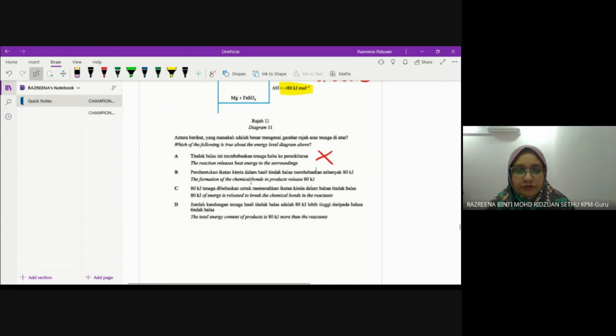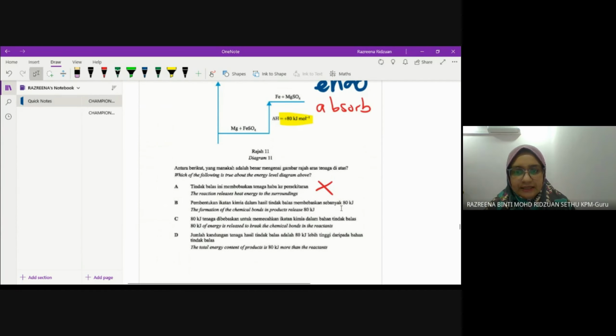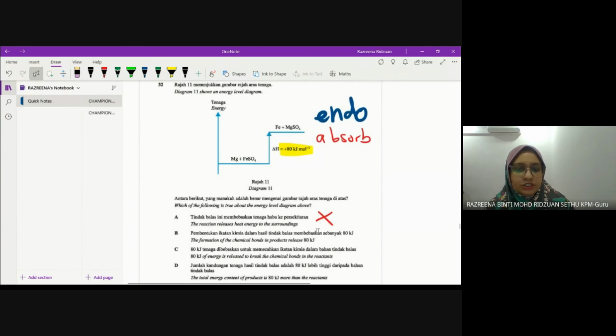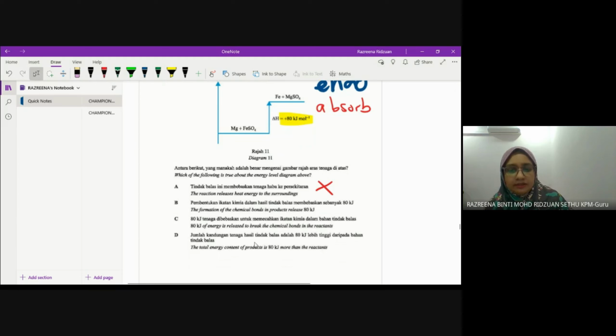B. The formation of chemical bond in product release 80. No, it's not the formation. It is actually the total. Okay, 80 kilojoule is the energy released to break. No, it's not the energy to release or energy to form. It is actually the total energy content of product is more than the reactant. That is the answer. The difference between the total energy content. Okay, so the answer is D. B and C is wrong.